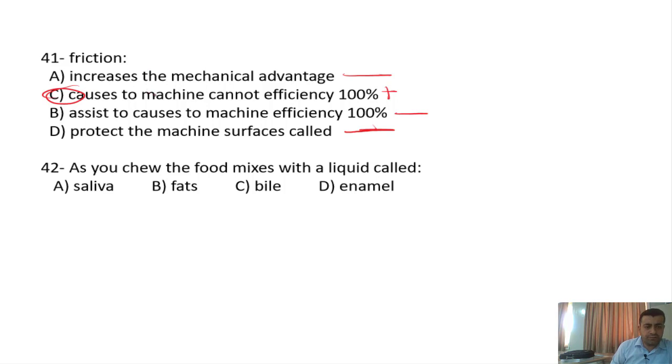As you chew, the food mixed with the liquid is called saliva, because chemical digestion of carbohydrates starts in the mouth with saliva. All right.